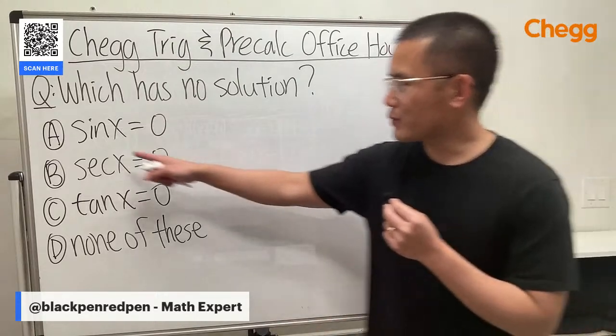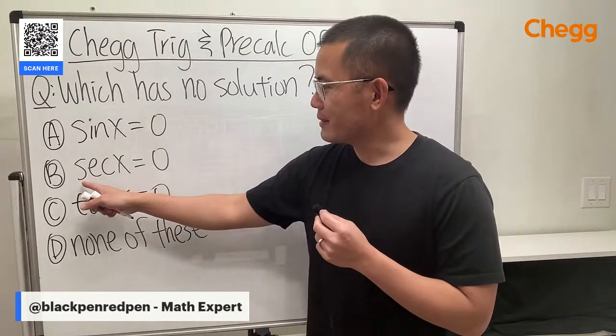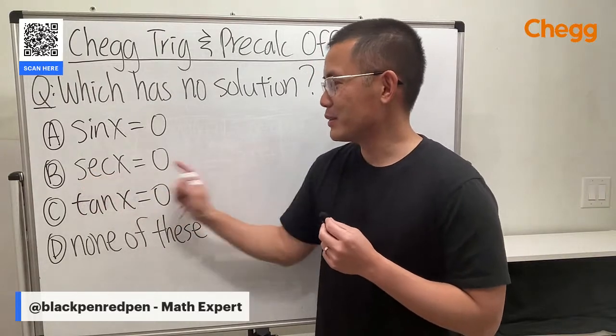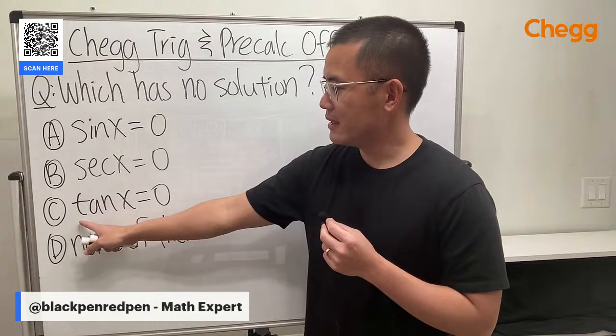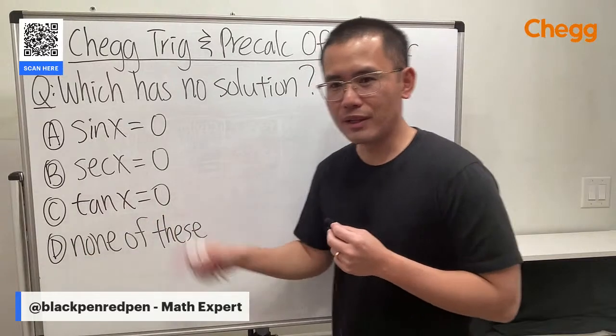Okay, so the first one, sin x is equal to 0. Second one, secant x is equal to 0. And then tangent x is equal to 0. Or maybe none of them is.